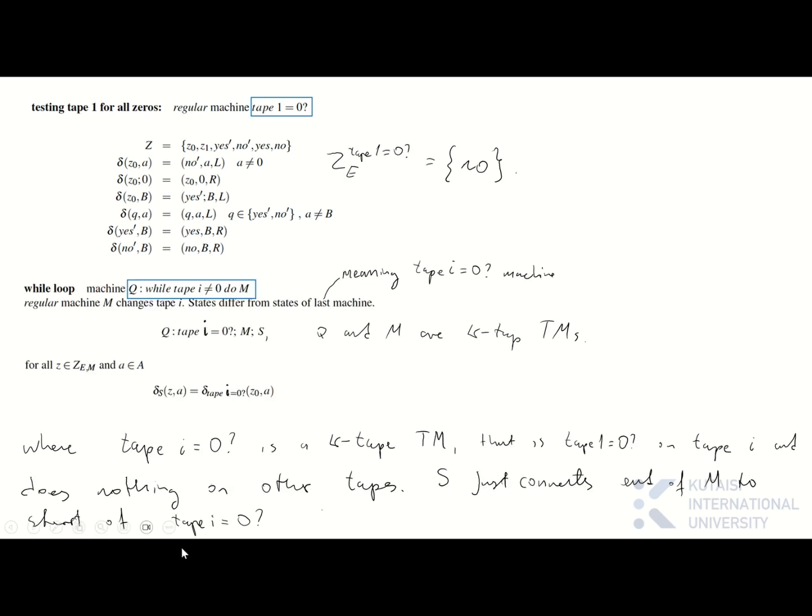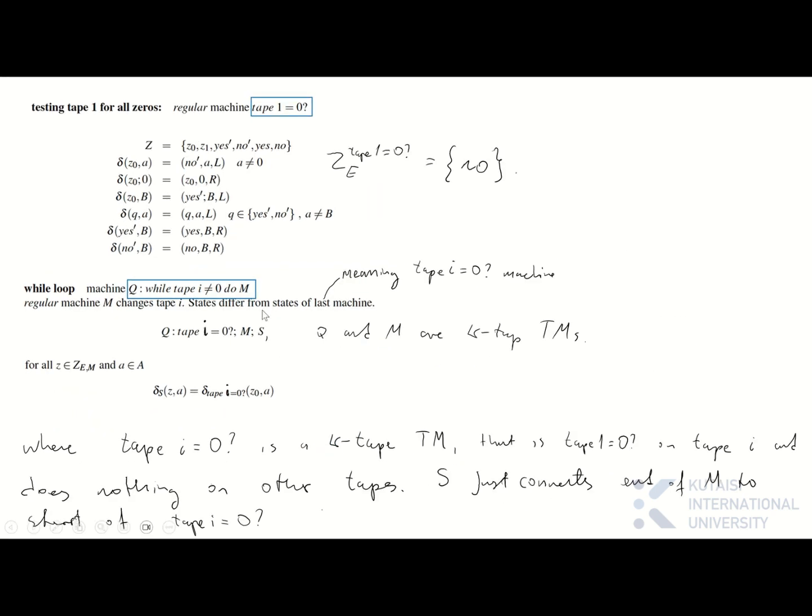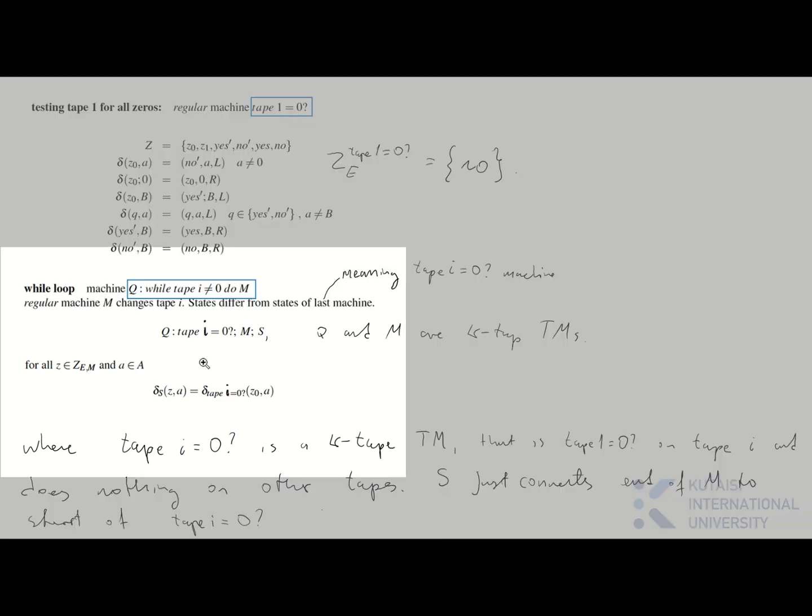I need it to be able to implement this Turing machine here: while tape I is non-zero, do M. So I'm implementing this while loop here, and should we do this? Might as well do this. So the first thing I will do is, for the accepting state here, I will make no an accepting state. Basically, I changed my machine such that it only accepts if the tape is non-zero. Okay.